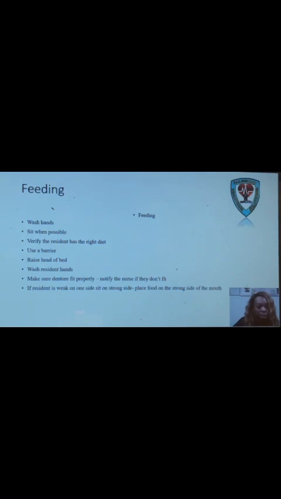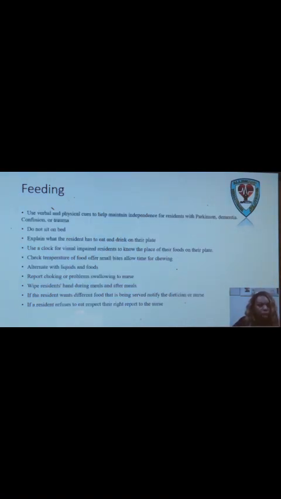If a resident is weak on one side, you want to sit on the strong side and place food on the strong side of the mouth, especially if the resident has had a stroke. Use verbal and physical cues to help maintain independence for residents with Parkinson's, dementia, confusion, or trauma. You do not sit on the bed. You want to explain what the resident has to eat and drink on their plate.